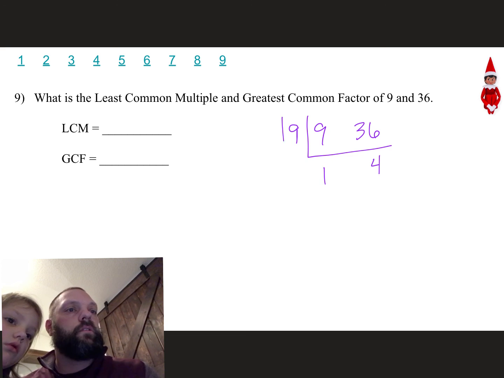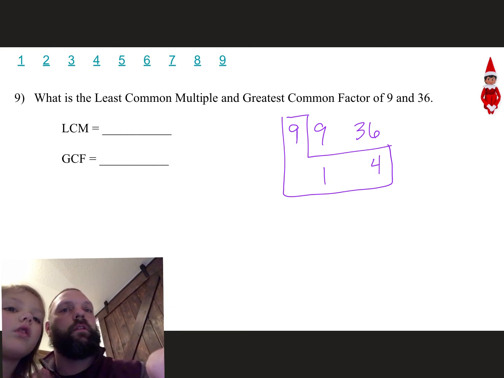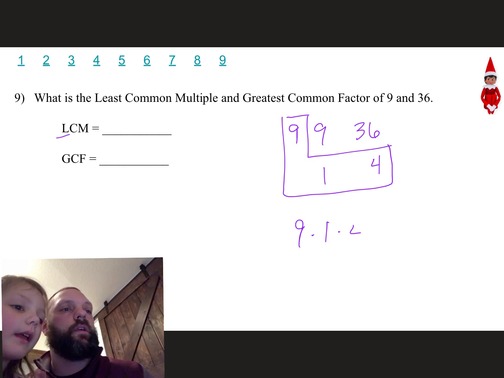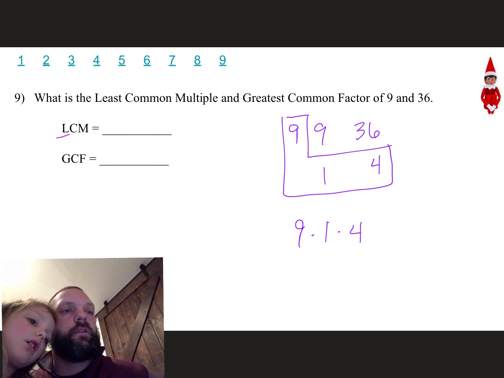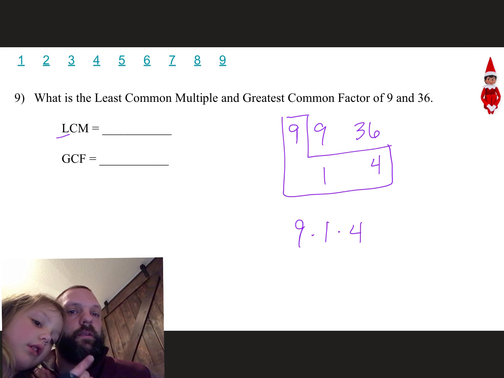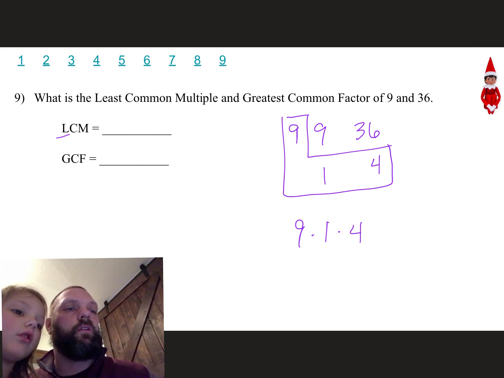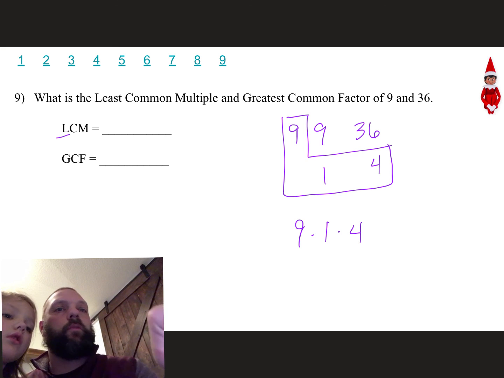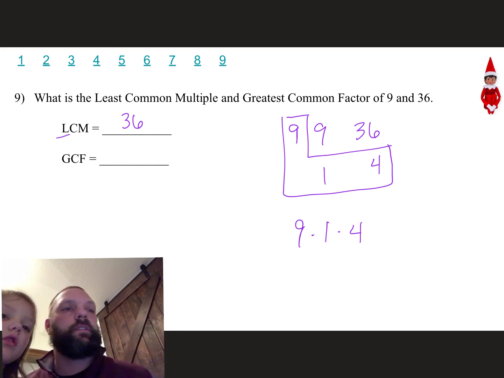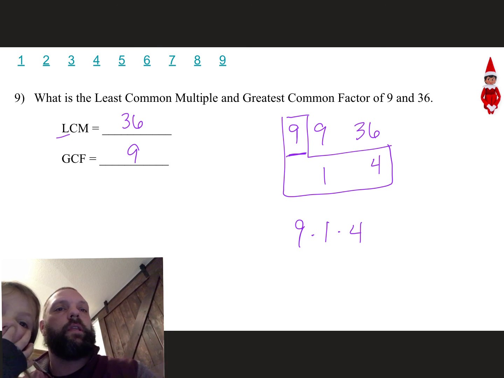Okay? So when I'm doing this, right there, that L is going to be my LCM. So what people forget is you have to multiply 9 times 1 that's not how you make it times 9 times 4. Because it's circle and down. A circle and down. Okay. So 9 times 4 is going to give me 36. And then my GCF is actually just right here, which is 9.